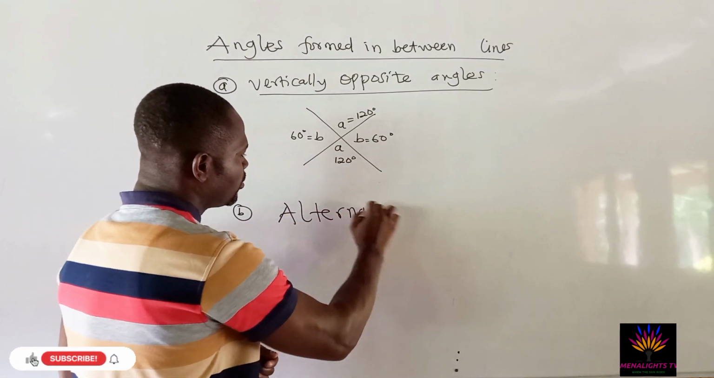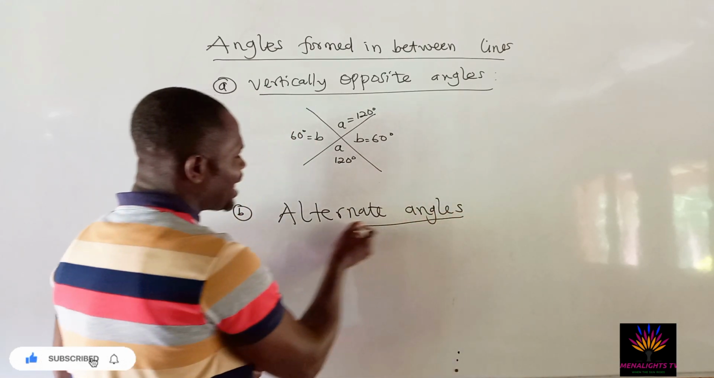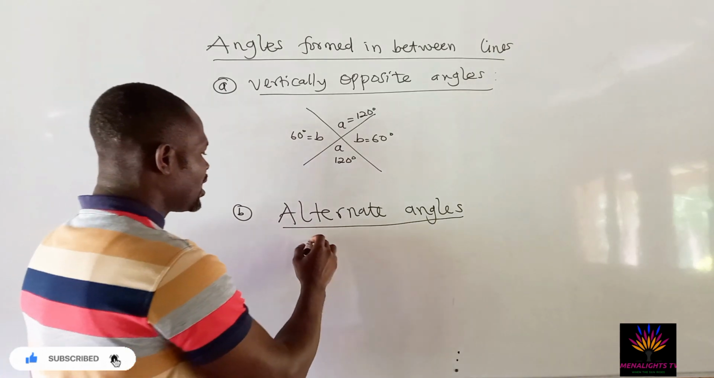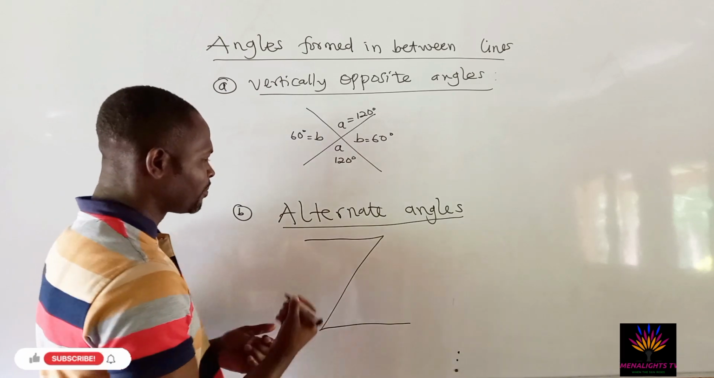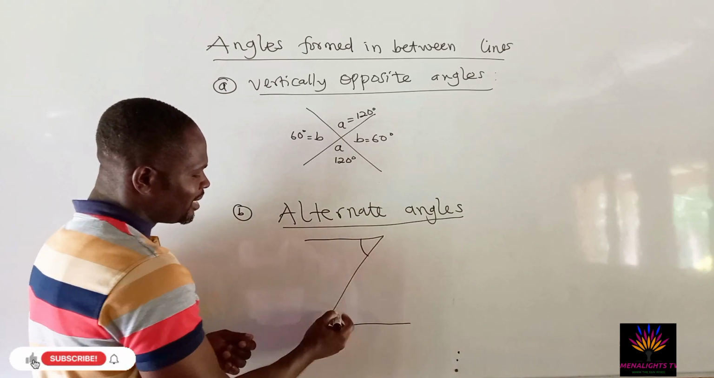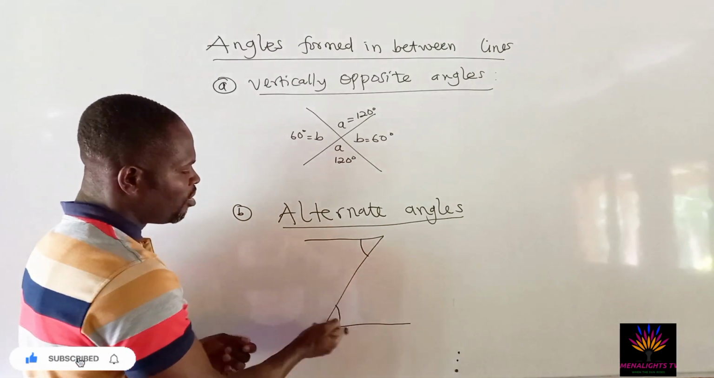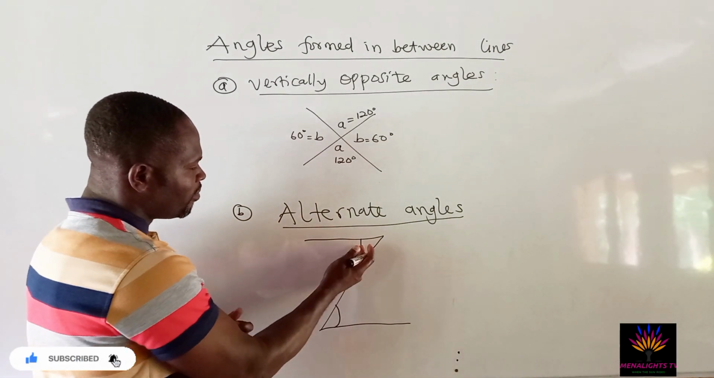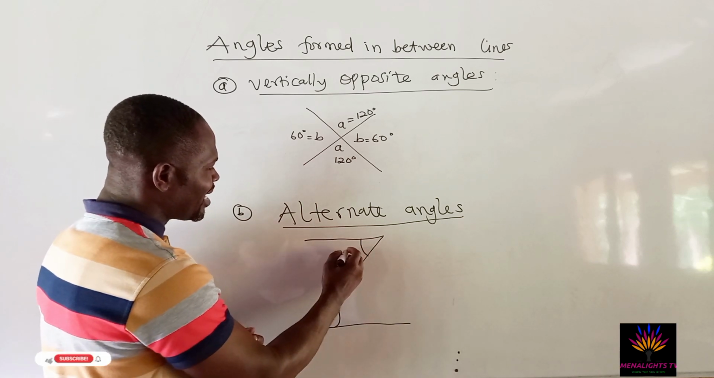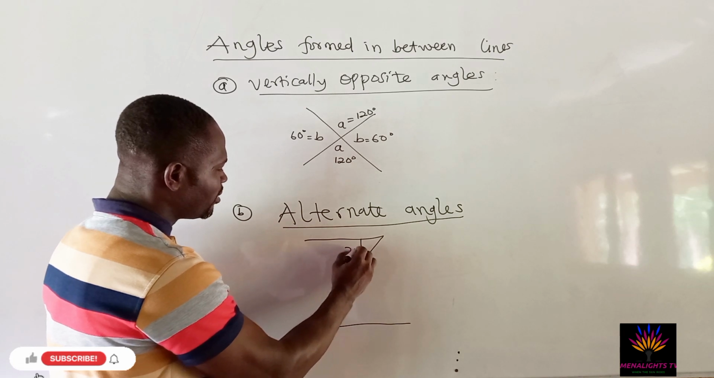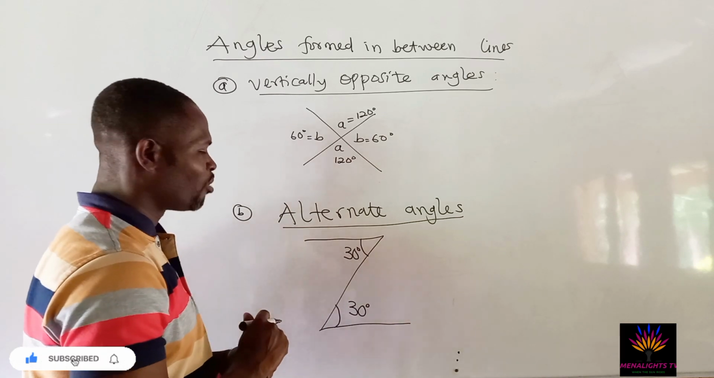Another example too is alternate angles. Alternate angles are formed at the corners of the letter Z, or some people say Zed. So the angle here is the same as this angle. So we say these two angles are alternating. Alternate angles are also the same, which means that if this angle is 30 degrees, this side will also be 30 degrees as well.